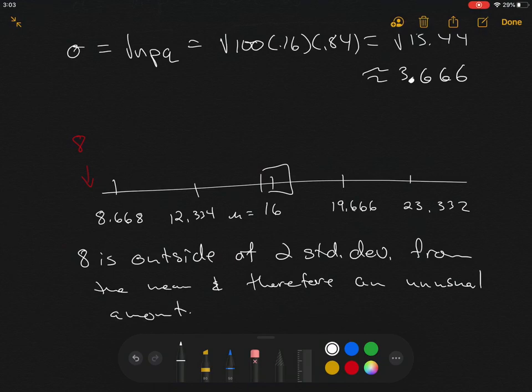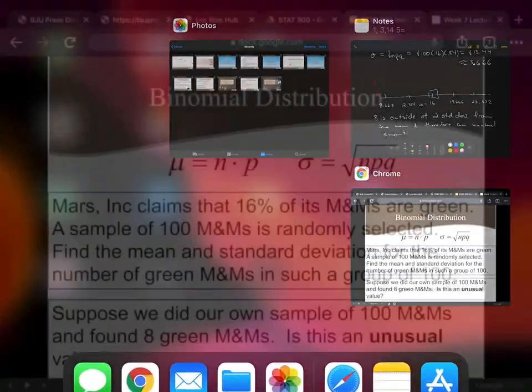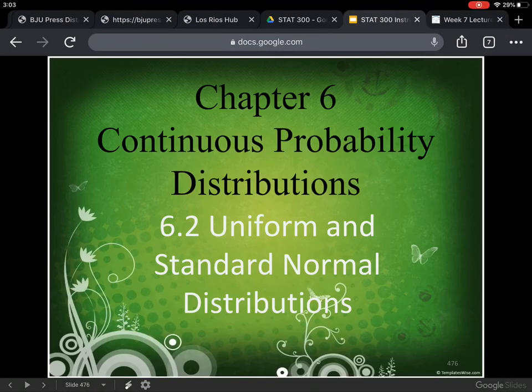Okay? I hope that this helps and that this is clear for you guys. Next video, we're going to start looking at continuous probability distributions.